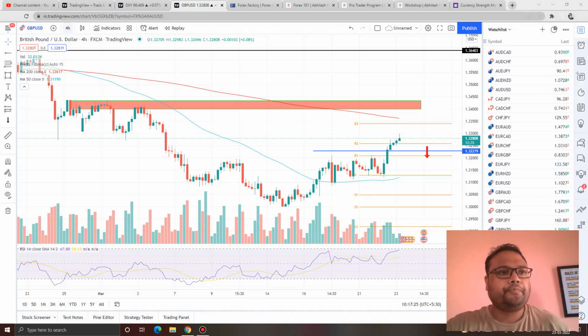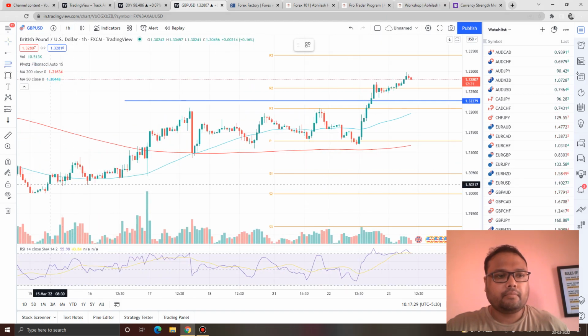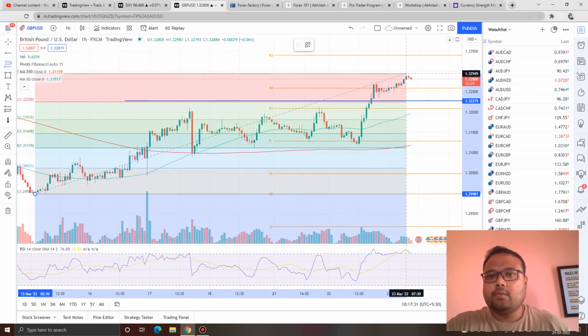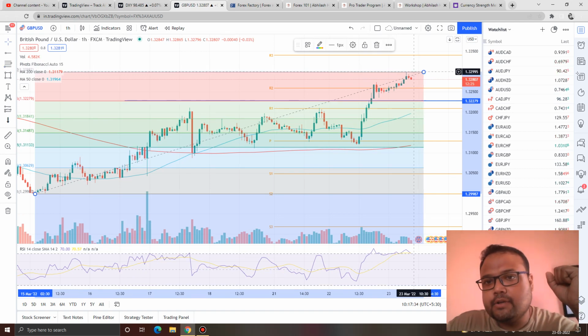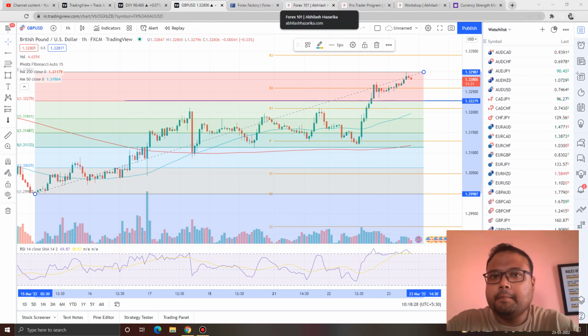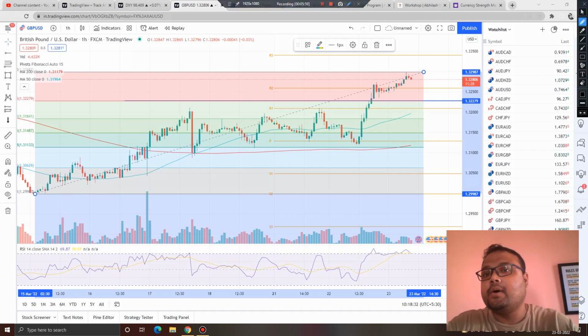How did we get this level? Okay, let me show you. This is a 1 hour chart, and here we have the Fibonacci retracement level. This is the 23.6% Fibonacci retracement level. So there is a possibility that the market will come down to take support, and the market will get the required support as well.